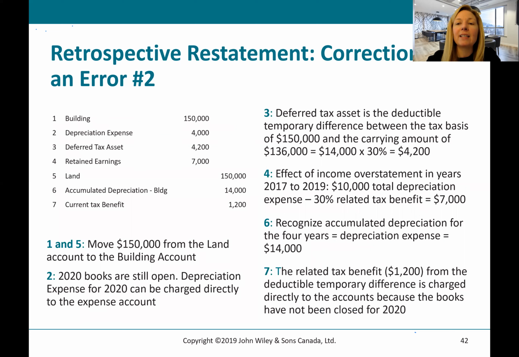The deferred tax asset is the deductible temporary difference between the tax basis of 150 and the carrying amount of 136. The effective income overstatement in years 2017 to 2019 is 10,000 of total depreciation minus the 30% related tax benefit of 7,000. And we're going to recognize the accumulated depreciation for the 4 years, which is how we got the 14,000. And the related tax benefit from the deductible temporary difference is charged directly to the accounts because the books have not been closed for 2020.